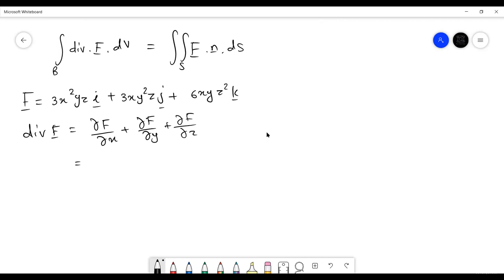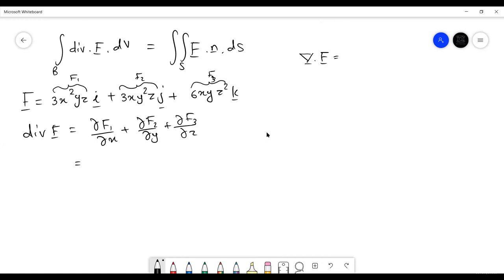So if we integrate the respective terms, we have f1, f2, f3. This is our f1, this is f2, and this is f3. The actual scenario behind this is the divergence, which you can write in a form like this also.